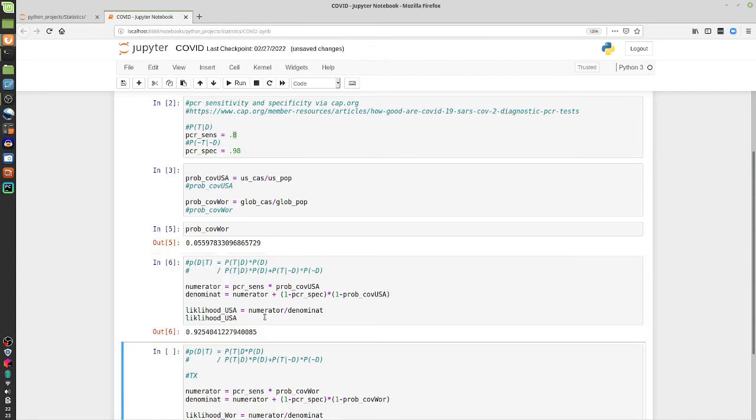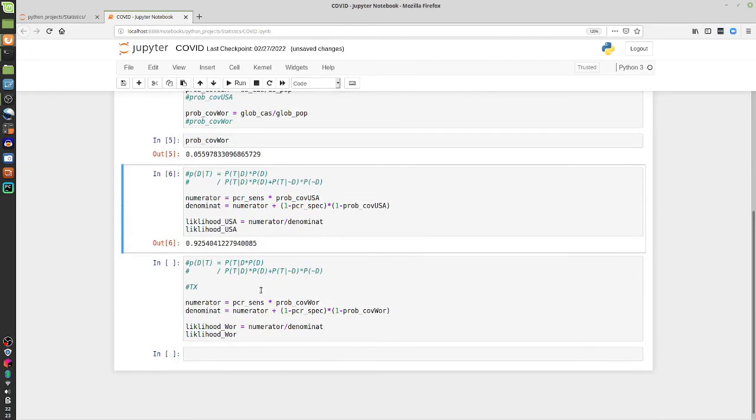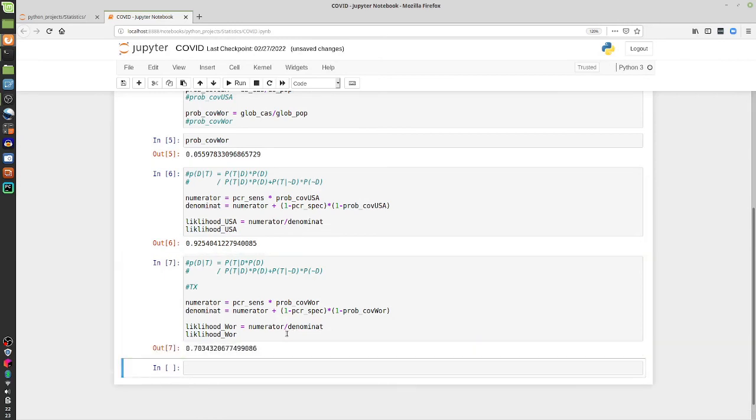What this is showing is that in the USA, if you test positive, the likelihood that you have the disease is about 92%. So 9 out of 10. So pretty good. For the world, again, we're doing the exact same thing. We're just plugging in slightly different numbers here. It's going to be a little bit less, so about 7 out of 10. Again, the reason for that difference is strictly because in the world it's much less prevalent as a whole.